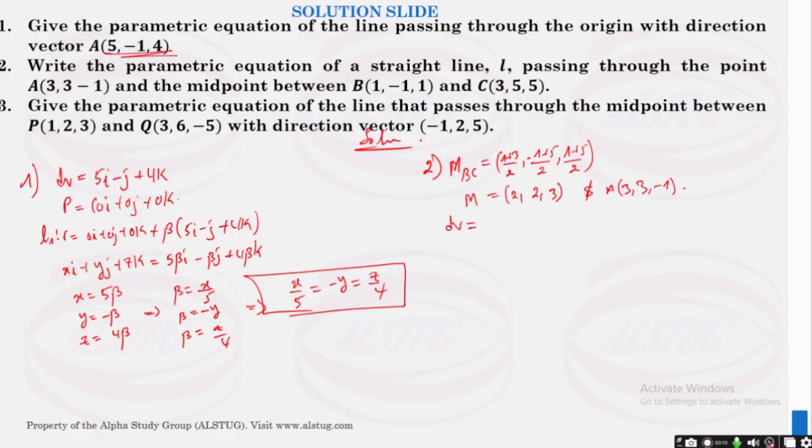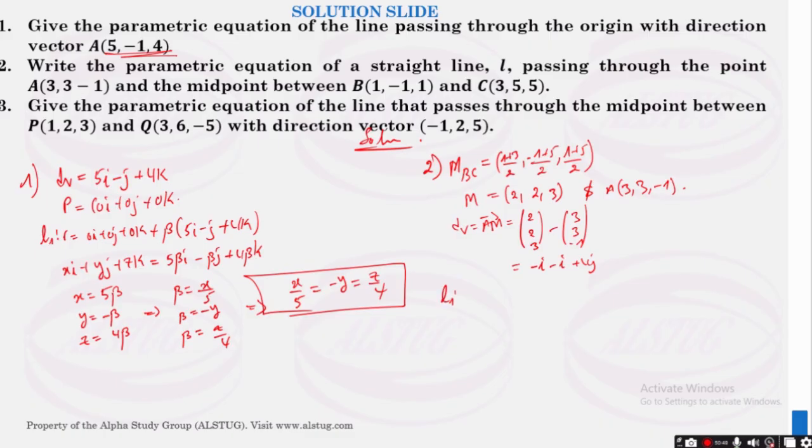Our direction vector will be AM, which is equal to M minus A: 2i + 2j + 3k minus (3i + 3j minus k). So we end up with 2 minus 3, that's negative i; 2 minus 3, negative j; 3 minus minus 1, we have 4k. That's our direction vector.